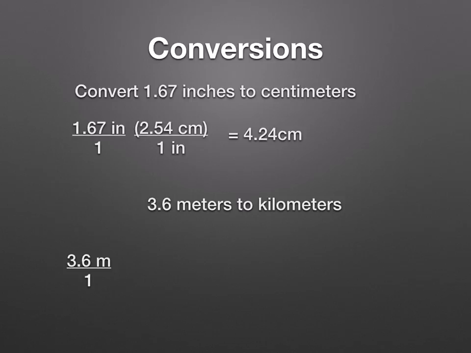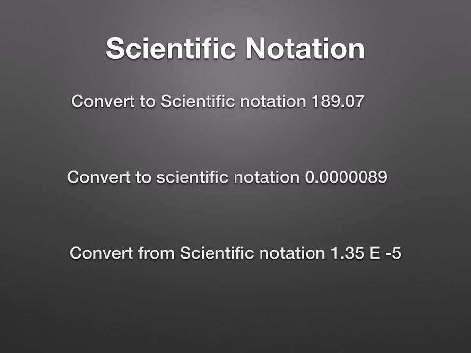The next one is 3.6 meters to kilometers. I don't want you moving the decimal. I want you setting it up so I can get you ready for stoichiometry. So we have 3.6 meters over our safety net of 1. My conversion factor is 1 kilometer for every 1,000 meters. And it equals 0.0036 kilometers.